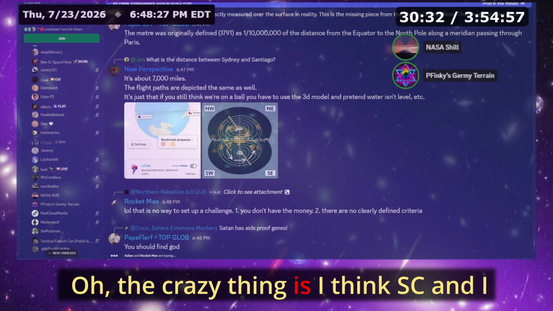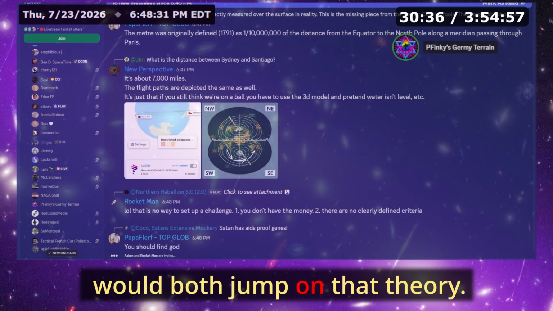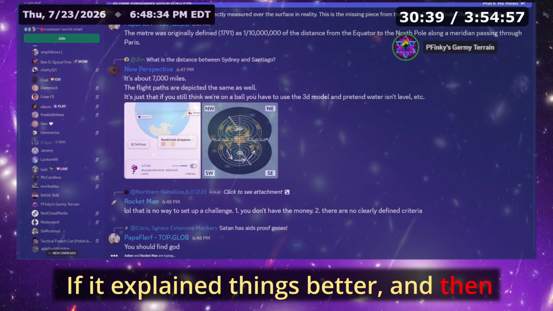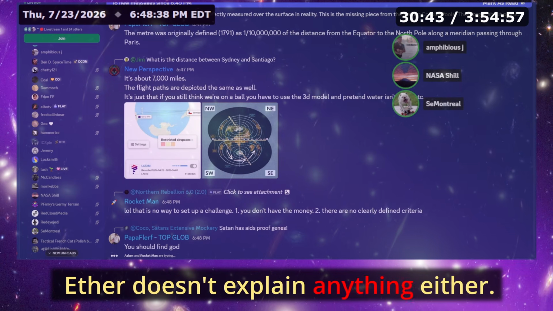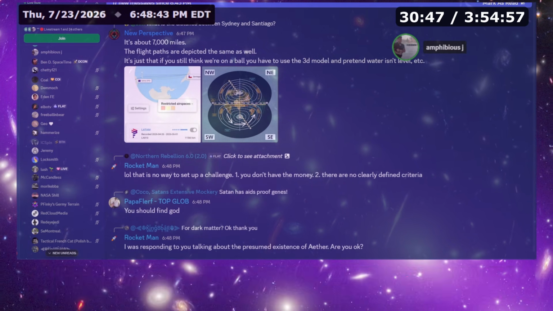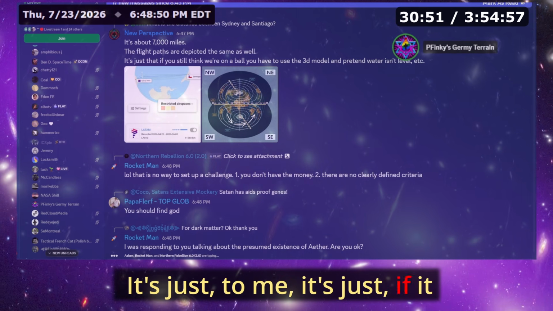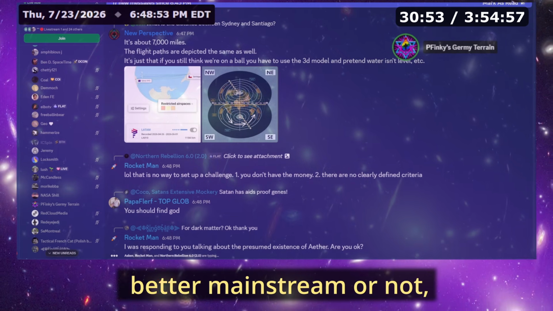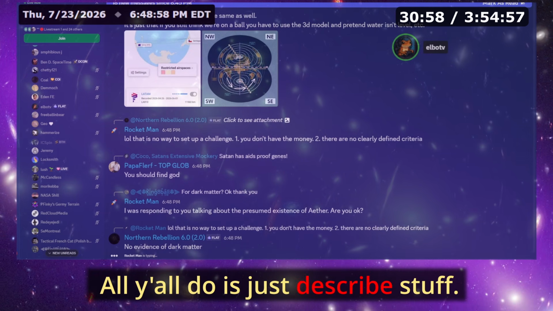Oh, string. The crazy thing is, I think Essie and NASA Shill and I would both jump on that theory if it explained things better, and then we'd all be like kumbaya together. String theory doesn't explain everything either. You mean if the mainstream put it forth, then you'd be all about it. Yep. No, I don't care. To me, it's just if it explains reality better, mainstream or not. But y'all don't explain anything. All y'all do is just describe stuff.